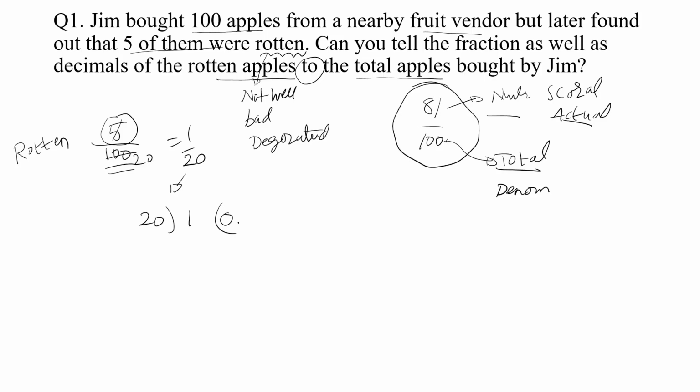So put 0 point, the decimal point. Now you can add another 0. After the point you can add as many zeros as you want. So 10 is less than 20, add another zero. So 1 by 20 is equal to 0.05. So this is the fractional or ratio number and this is the decimal number.